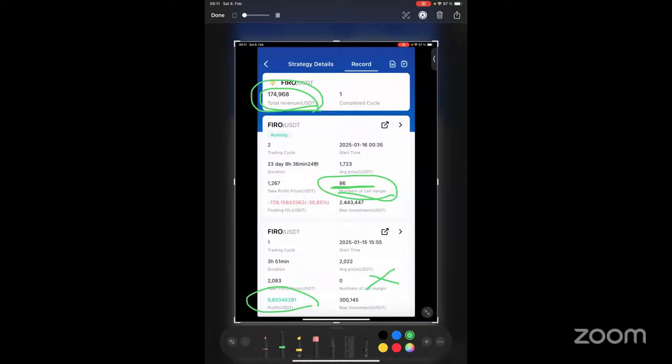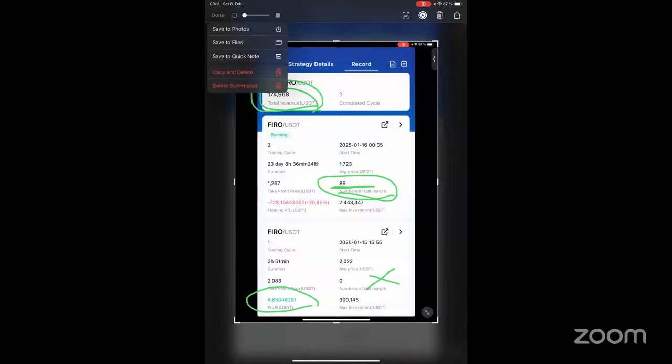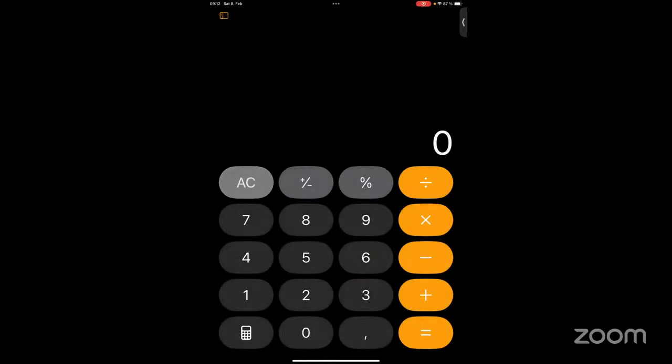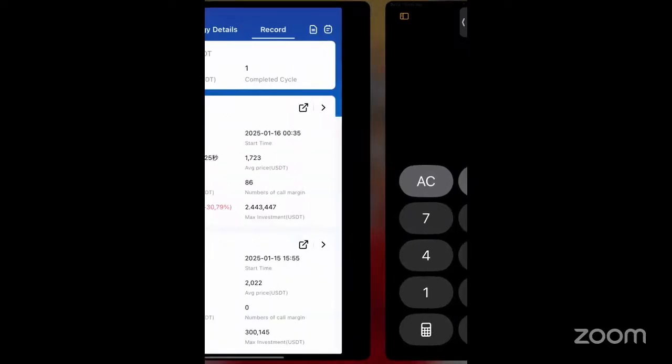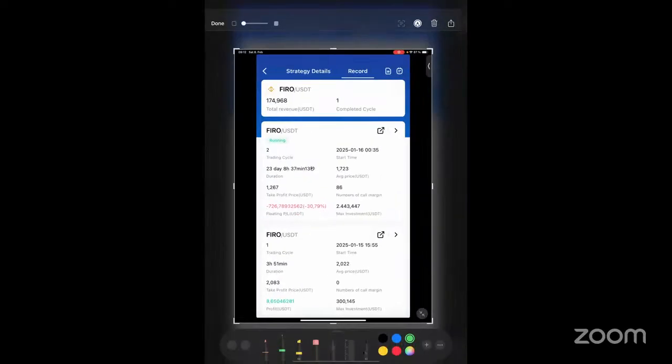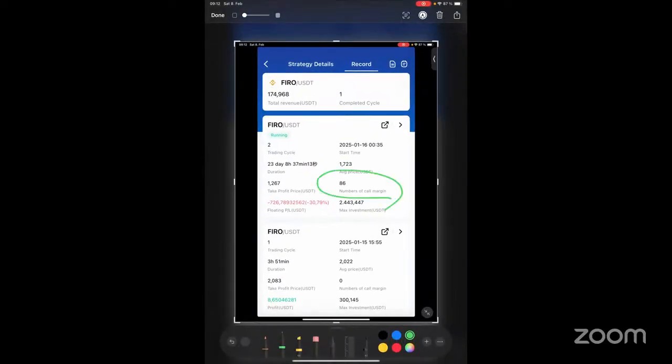Now, if I deduct 8.65 from 174, let's forget about the cents. Okay. 174 minus 8.6. 165.4. So where from that 165.4? It's from my margin calls, guys.